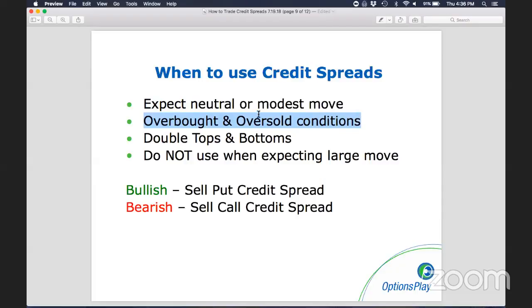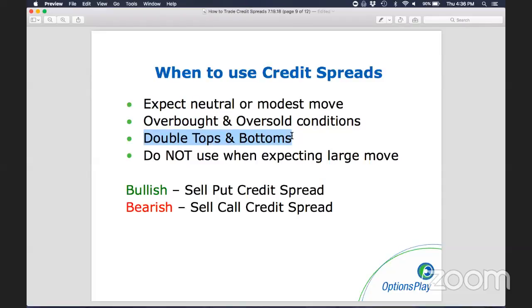Traditionally, for those of you that like to use technical analysis or chart patterns, a lot of times you identify a double top or a double bottom or a triple top. These are the types of patterns and scenarios that you want to utilize a credit spread for.